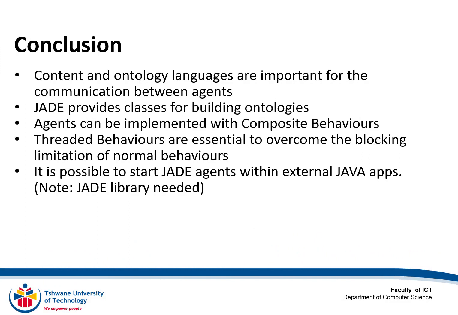In conclusion, we've looked at content and ontology languages as important for ensuring communication between agents. We've also seen that Jade provides classes for building ontologies. Agents can also be implemented using composite behaviors. We also looked at threaded behaviors, which are quite essential to overcome the blocking limitation of various behaviors. It is also possible to start Jade from an external Java application, and we have seen that you need the runtime package to be able to do that. Okay.